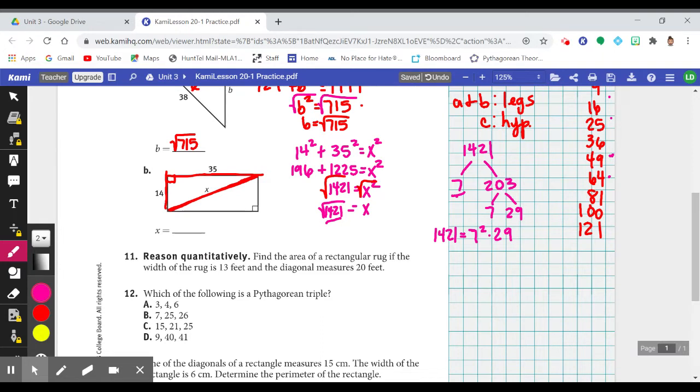So we can rewrite the square root of 1,421 as the square root of 7 squared times 29. Well, the square root of 7 squared is 7, and so we'll put that outside the square root or the radical. And because 29 is not a perfect square, we'll leave that under the square root or the radical. So x in its simplest radical form is 7 times the square root of 29. So a slightly different way to look at it. Notice we're still using the perfect square of 49, which is 7, but now more of a visual representation using the factor tree.